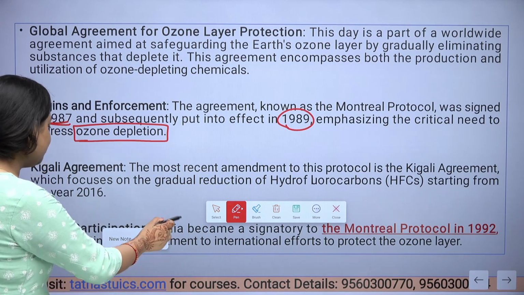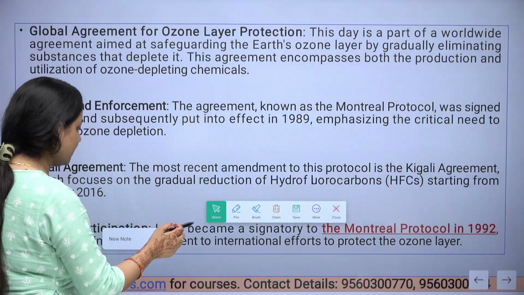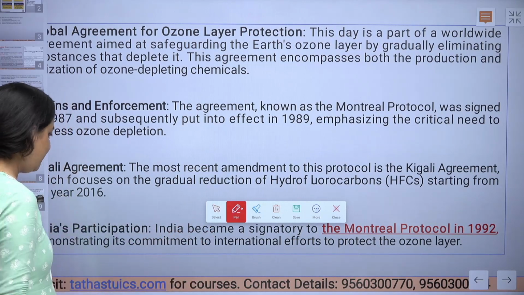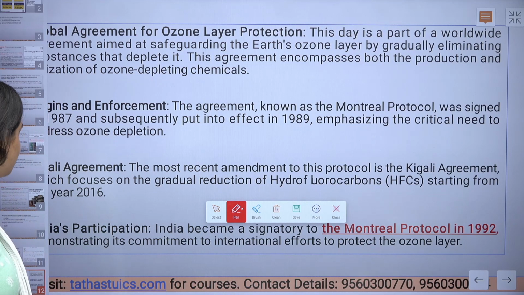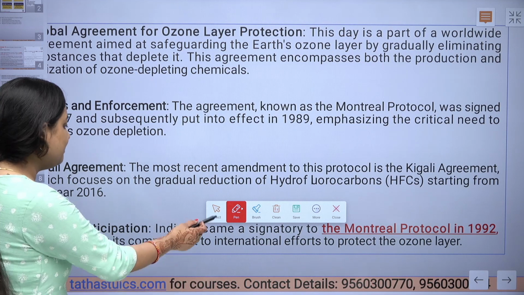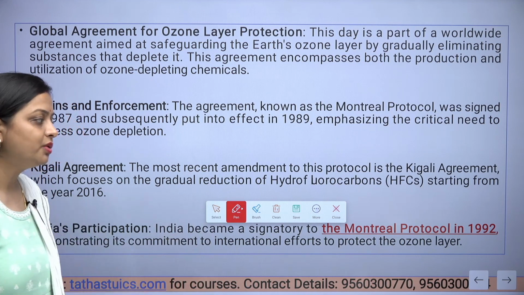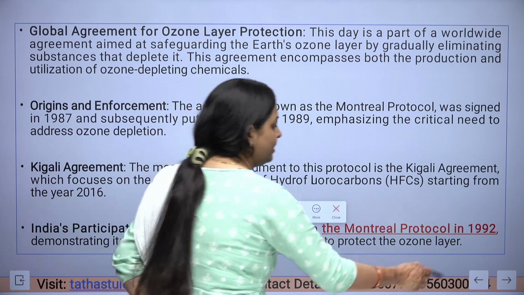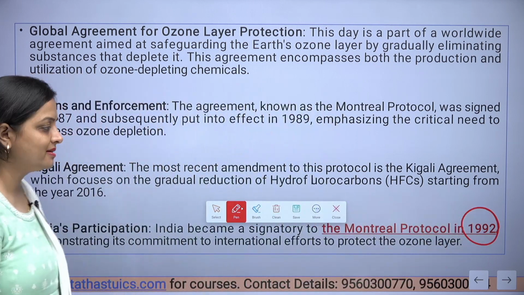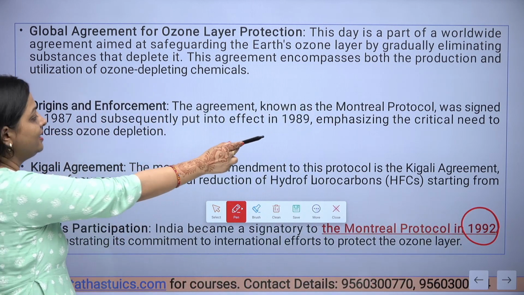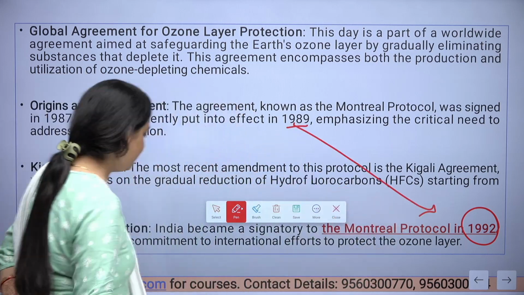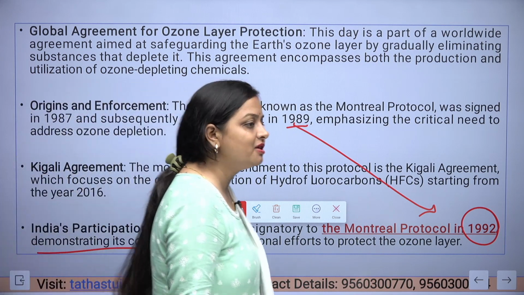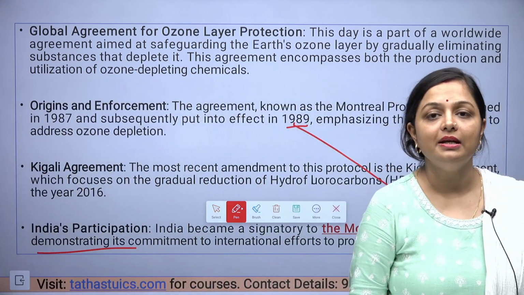Apart from that, when it comes to India's participation, India became a signatory to the Montreal Protocol in 1992. This is the year. So in 1989 it came into effect, and in 1992 India joined, demonstrating its commitment towards international efforts to protect the ozone layer.